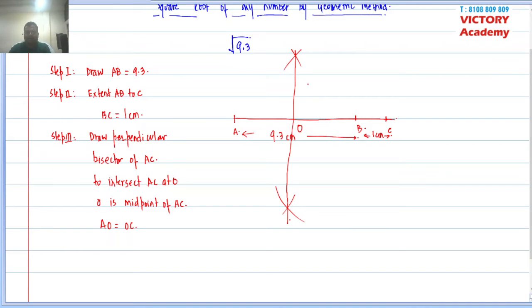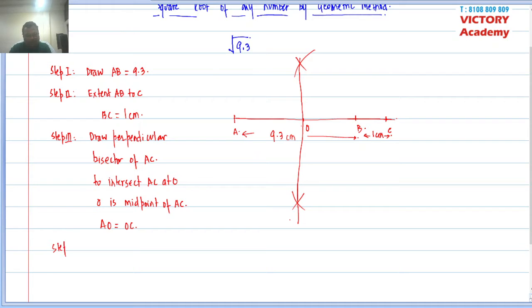In the diagram it doesn't look all that neat, so let's draw it again. The midpoint will be somewhere over here, for example. Okay, so we'll take an arc more than half from C, top and bottom, again from A, top and bottom. Okay, join to get O. O is the midpoint of AC, so OA is equal to OC.